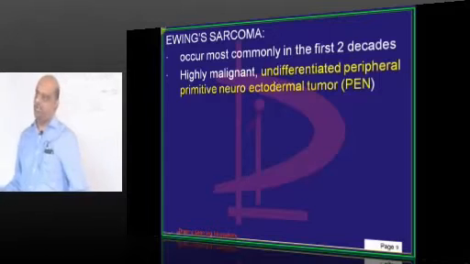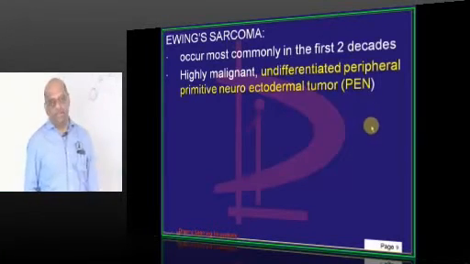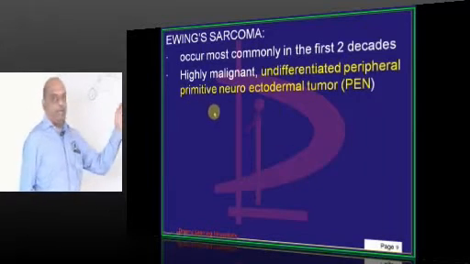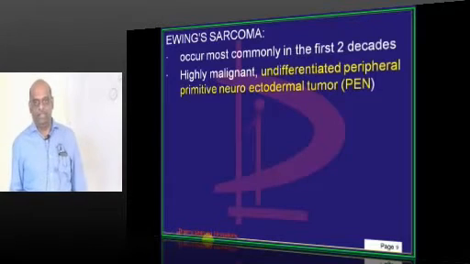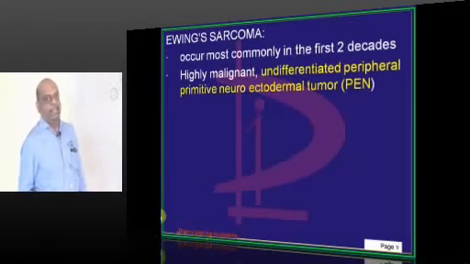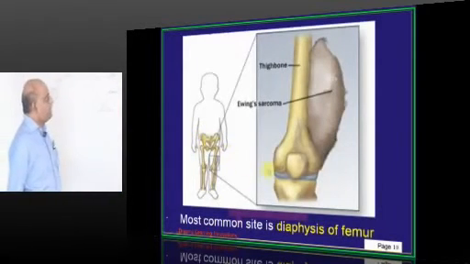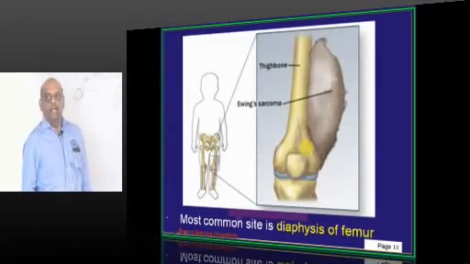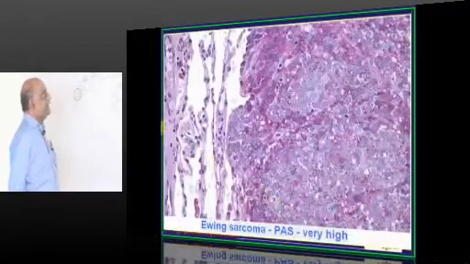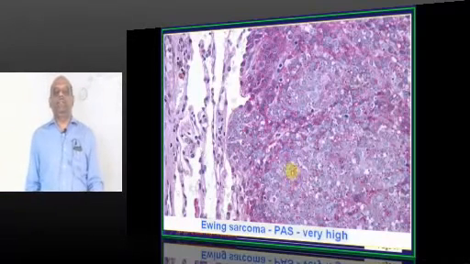Now 5-6 points about Ewing sarcoma. It is called PNET. What is PNET? Peripheral primitive neuroectodermal tumors are a class apart. Undifferentiated PNET tumor. And where does it arise? Typically on the thigh bone, femur. Diaphyseally it will originate, and one very peculiar thing about histopathology.